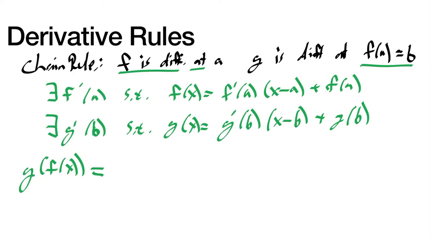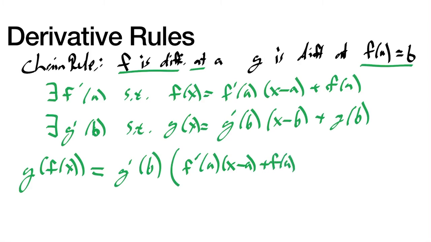Well, simply put, g of f of x is just what we get when we take the f of x equation and stick it into the g of x equation. So that means we've got g prime of b times, and now instead of x, we have f prime of a, x minus a plus f of a, minus b plus g of b.